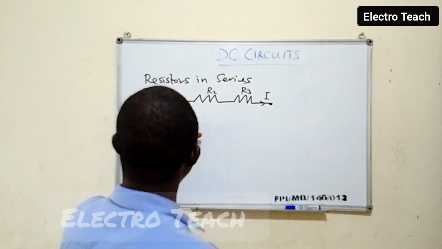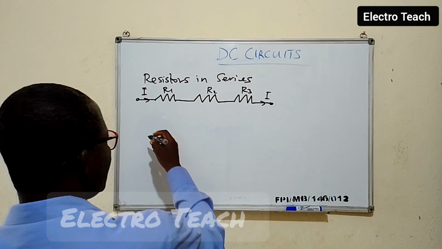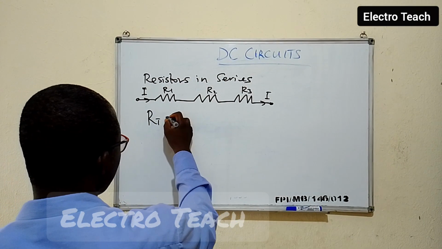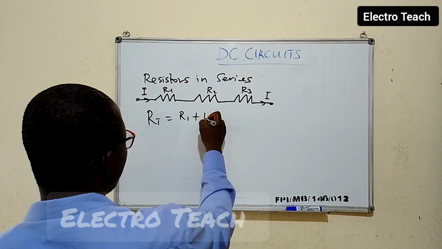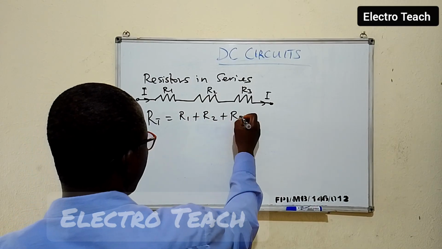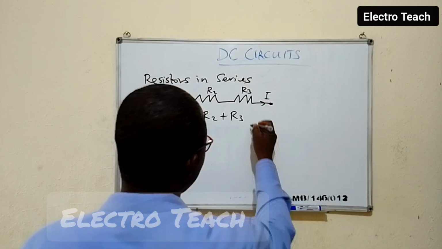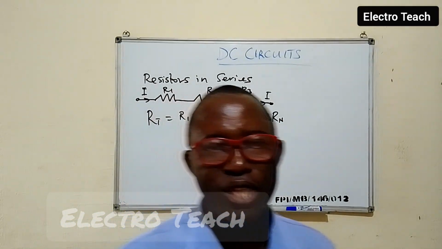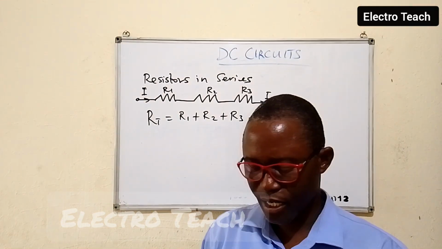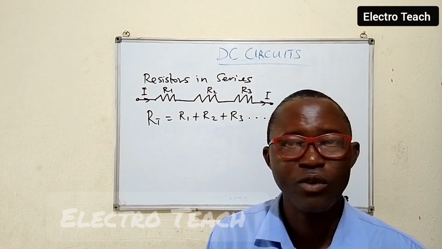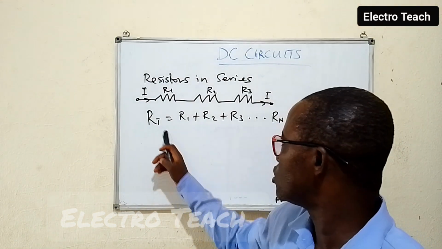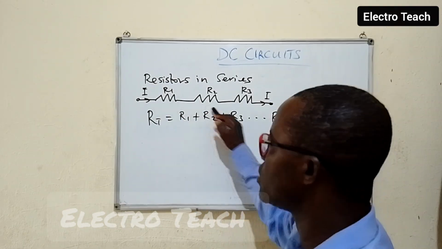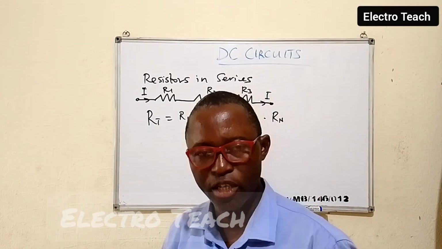Now, to know the equivalent of these resistances, we use this formula. R total in series connection is equal to R1 plus R2 plus R3. Now, when we have more than 3, we can put dot dot dot to Rn. And that is it. So when we have a series connection of resistances, we sum them up to get the total resistance. It's a summation of all the available resistances in that connection.